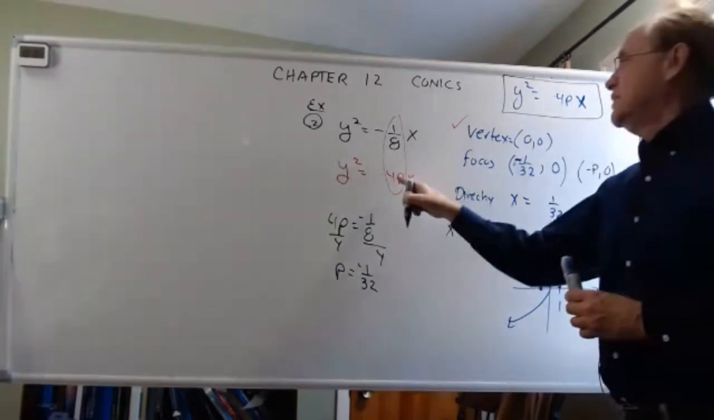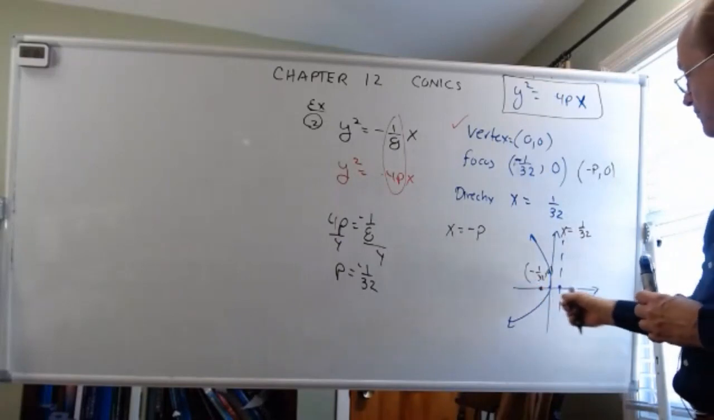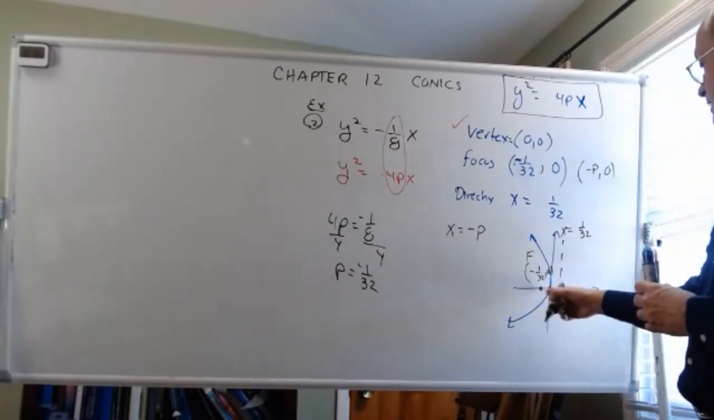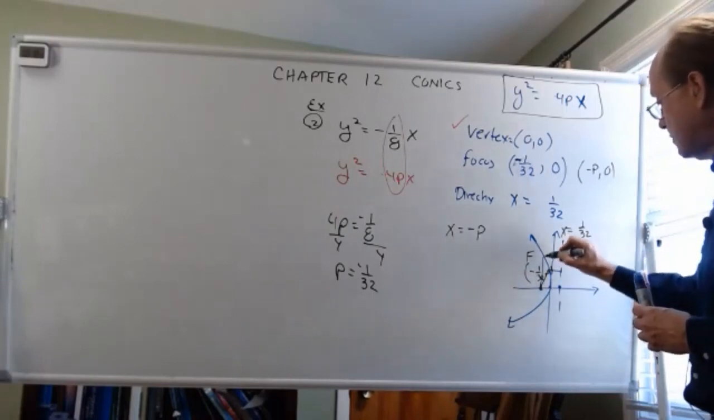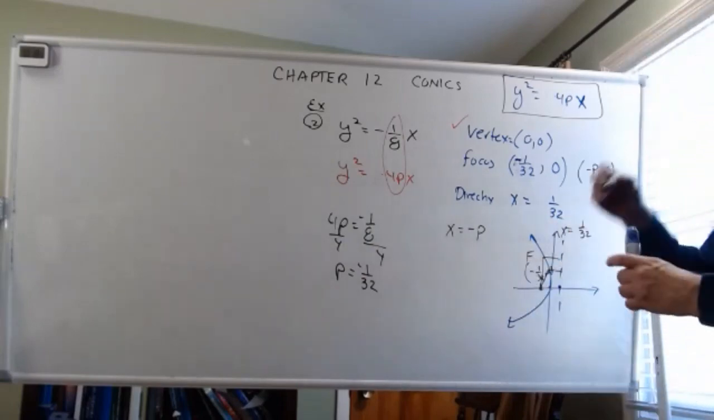So in this case, we see that p turns out to be negative, so that means my focus point is over here. This is the focus to that side. There's the directrix. So I want this distance and that distance to be the same. So what happens over here, it opens up that way.